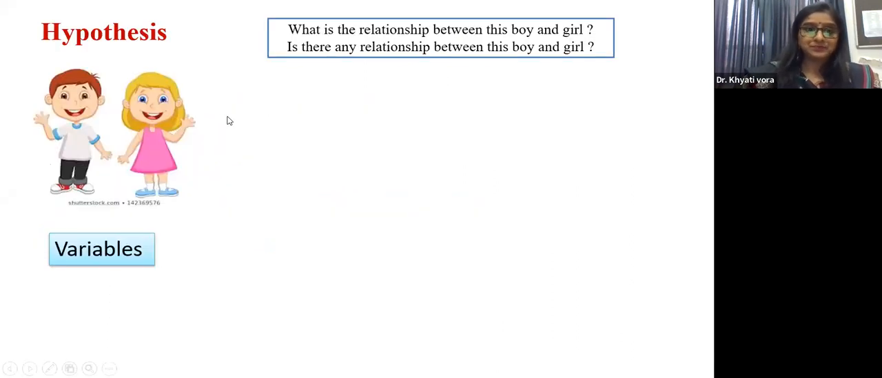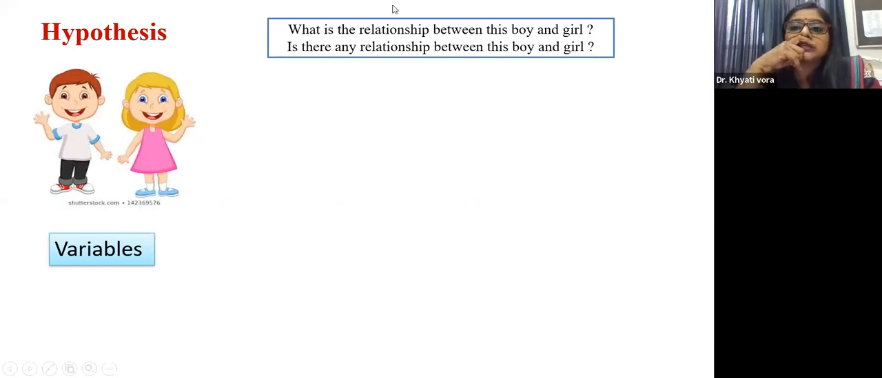So let us come here. A complete understanding of hypothesis. Those who are already aware, you can just substantiate, and others, please pay attention to this. I'm explaining the entire concept of hypothesis here.